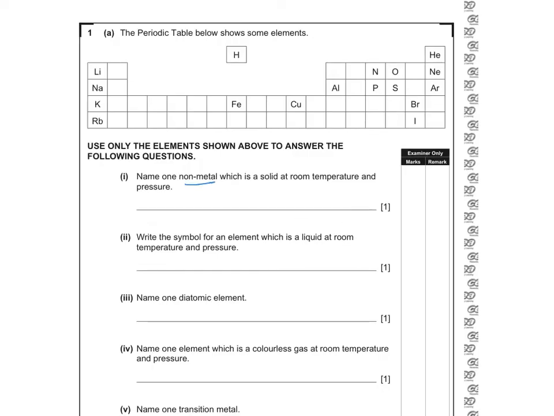Well, one non-metal. In the periodic table there's this zigzag line which separates the metals over on the left hand side from the non-metals on the right. So we're looking for everything over on this side, and then the other thing you need to note is that it has to be a solid. Well, you could have phosphorus, it's a solid, and notice it says name, so I'm putting in phosphorus rather than the symbol P. You could have sulfur, and the other one is iodine.